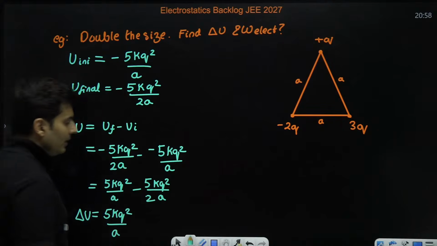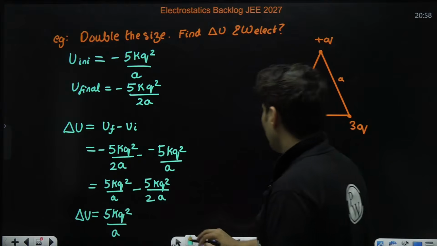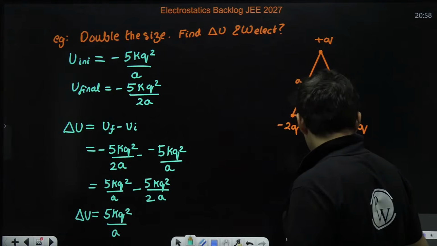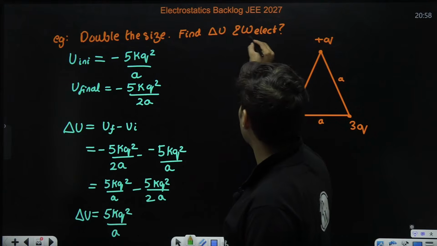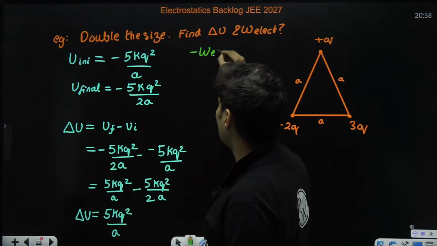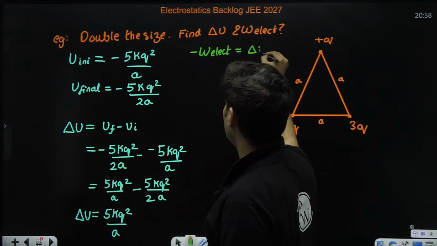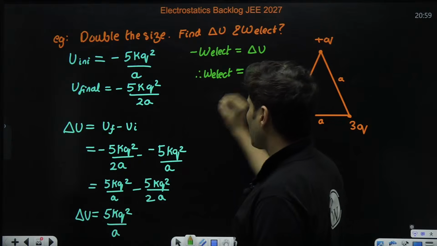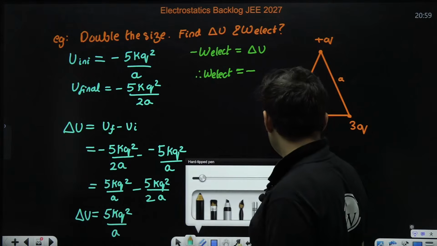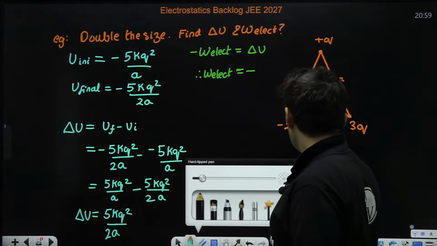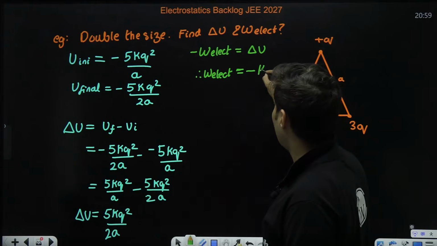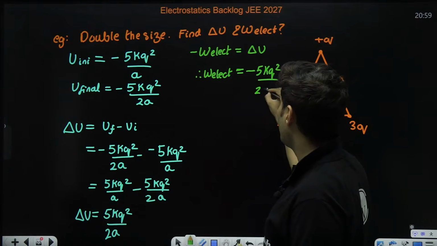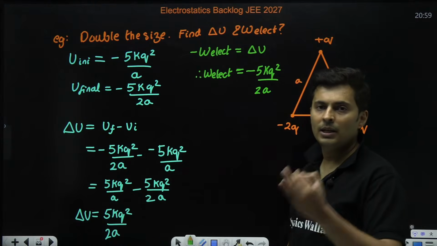Very simple to find delta U. So now the last part is to figure out how much is the work done by the electric force. We know the negative of the work done by the electric force is delta U. So therefore, work done by the electric force, that negative sign I take it here, and whatever is delta U, I'll just put it over here. So this will be nothing but minus 5kq square divided by 2A. So the electric force has done a negative amount of work. Simple.